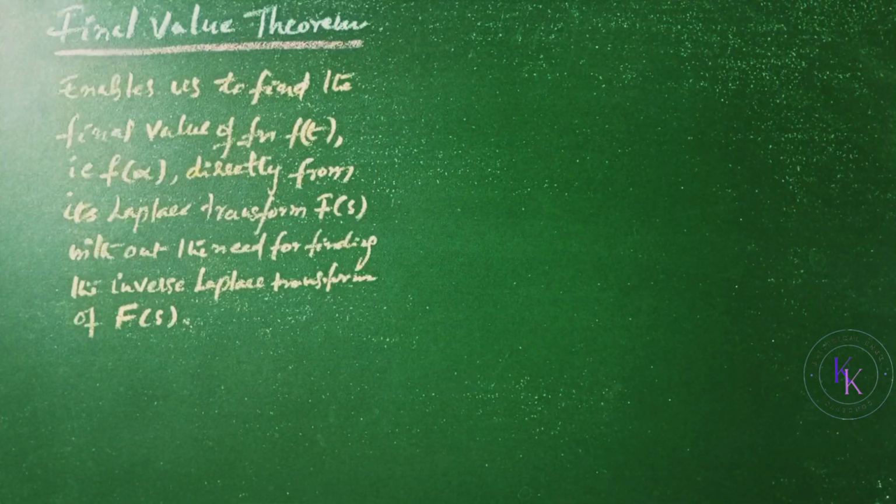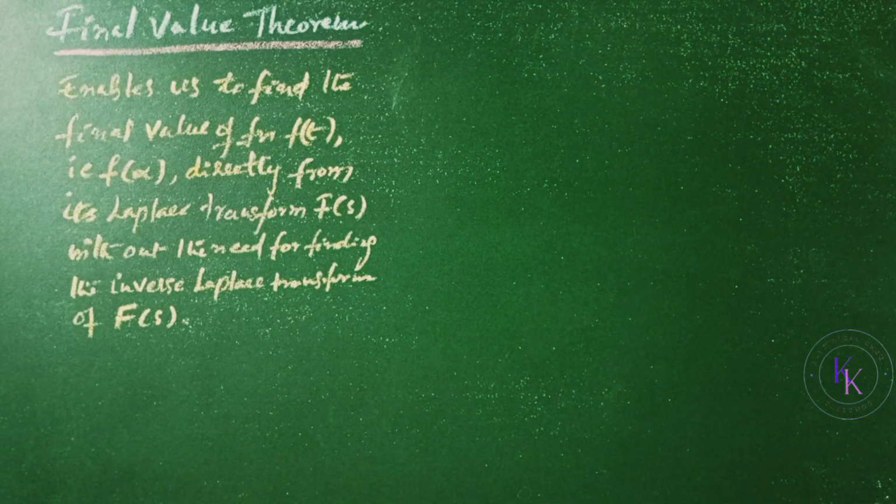Final value theorem. The final value theorem of the Laplace transform enables us to find the final value of a function f of t, that is t tends to infinity, that is f of infinity, directly from its Laplace transform F of s, without the need of finding the inverse Laplace transform of F of s. In the same way, the final value theorem can be developed from the direct Laplace transform of the derivative. However, the limit is now taken as s tends to 0.